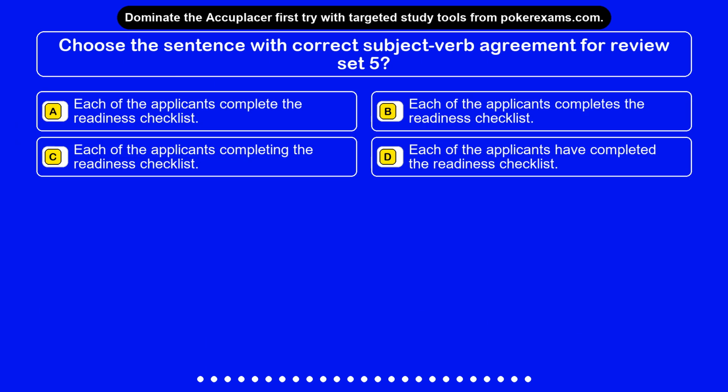Question 18. Choose the sentence with correct subject-verb agreement for review set 5. Option A. Each of the applicants complete the readiness checklist. Option B. Each of the applicants completes the readiness checklist. Option C. Each of the applicants completing the readiness checklist. Option D. Each of the applicants have completed the readiness checklist.